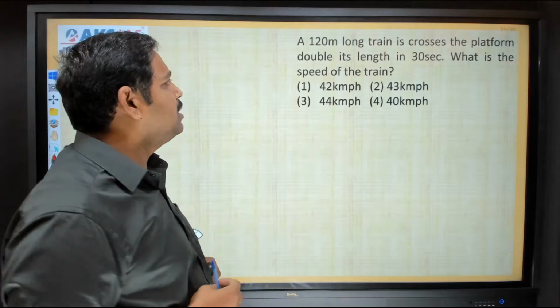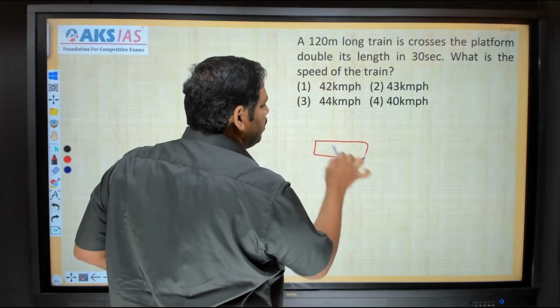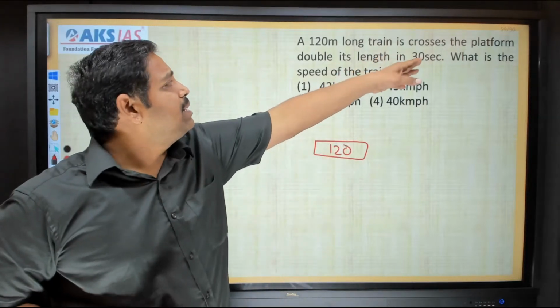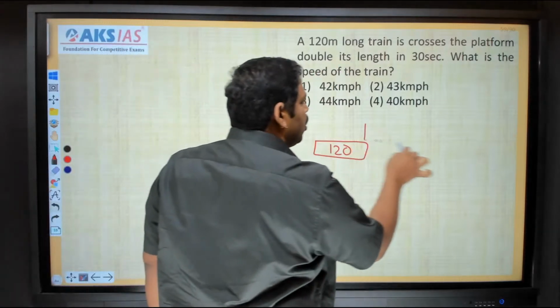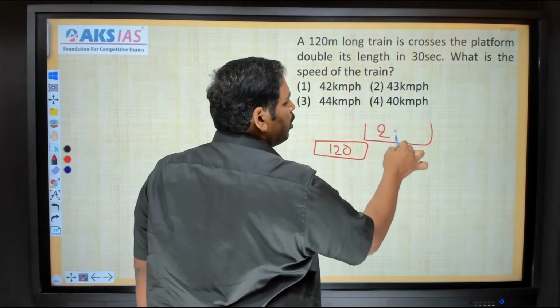Observe a point, my dear boys and girls. There is a 120-meter long train. It crosses a platform double its length. That means there is a platform whose length is double that of the train's length. The train's length is 120, right? So the platform is 240 meters.